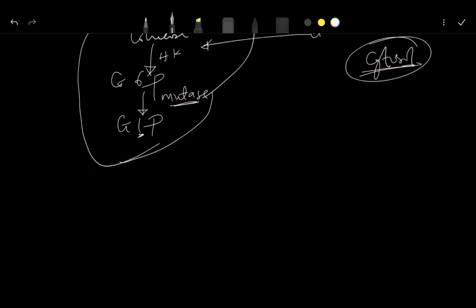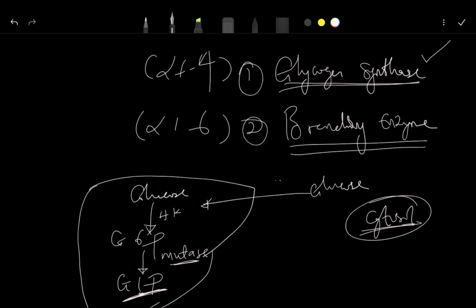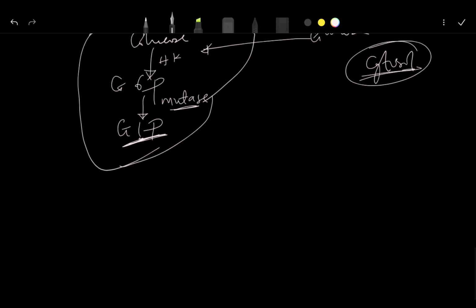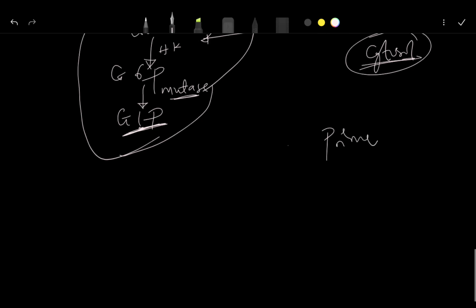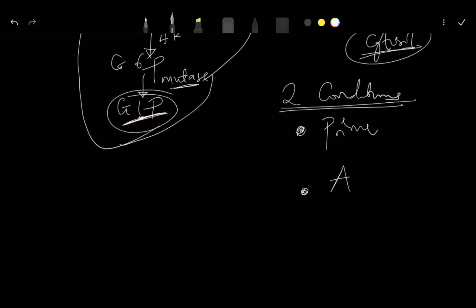All right. Now that we've gotten glucose 1-phosphate, before glycogen synthase will start working for you, there are two conditions. One, you must have a primer. A primer must be available. And number two condition, so these are the two conditions given to us by glycogen synthase. I'm just doing this so that you can get the concept. Number one, a primer must be available. Number two, the glucose 1-phosphate must be activated.